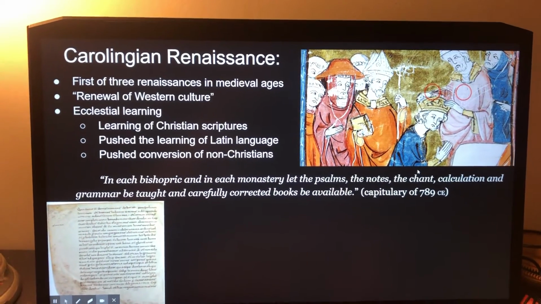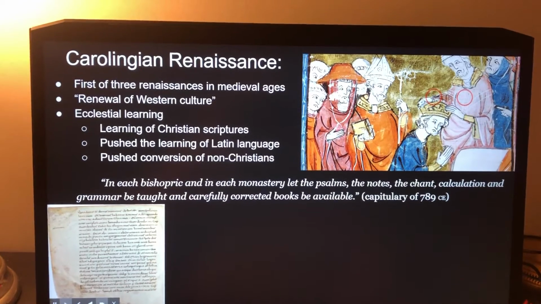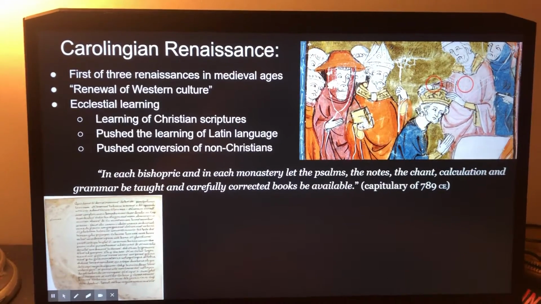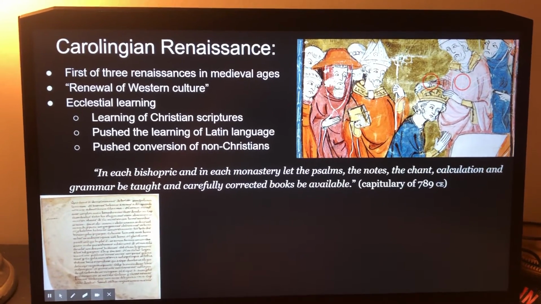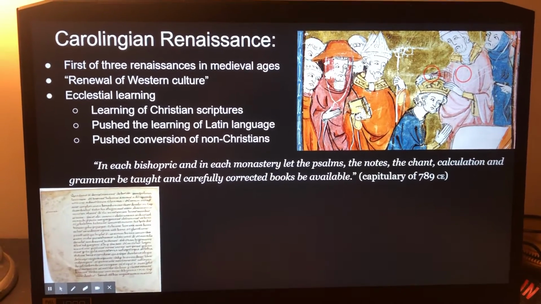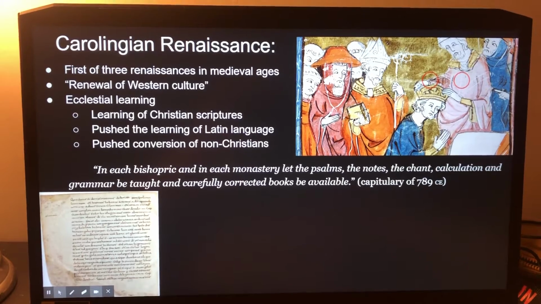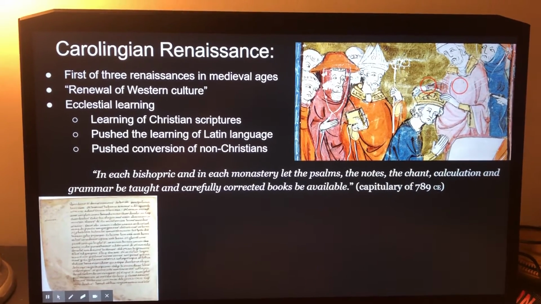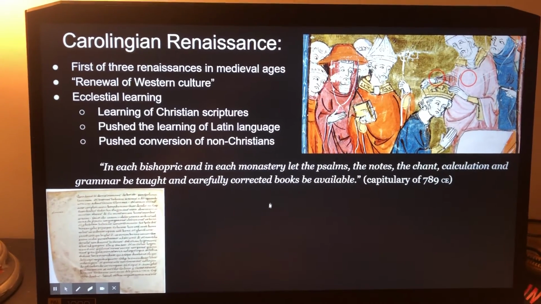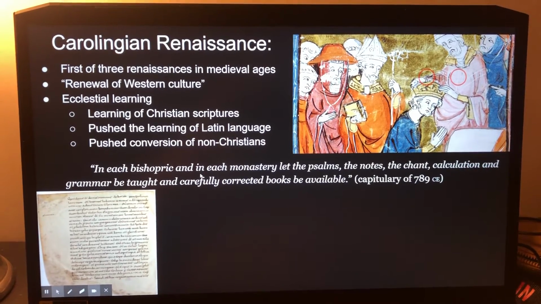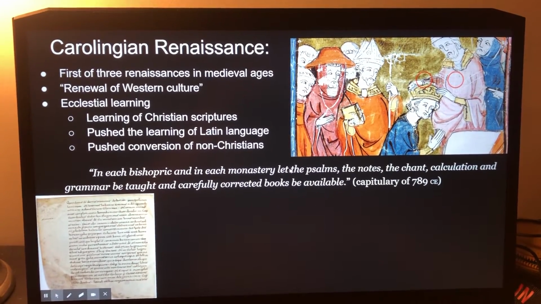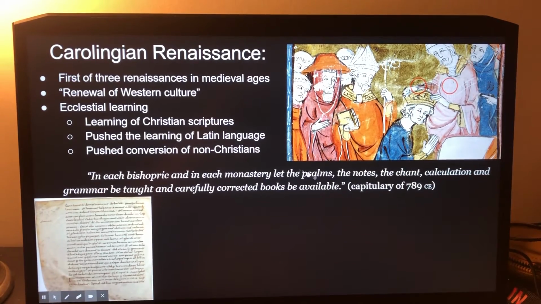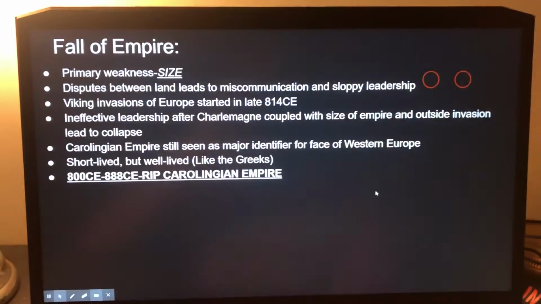Carolingian Renaissance. It was the first of the 3 Renaissances of the medieval ages, and it was the supposed renewal of Western culture. It focused a lot on ecclesial learning, which is the learning of Christianity, really in general, learning of Christian scriptures. He pushed the learning of Latin and various languages related to the Christian church, and he pushed the conversion of non-Christians as well. This is a quote by him: "In each bishopric, in each monastery, let the psalms, the notes, the chant, calculation, and grammar be taught, and carefully corrected books be available." This was in the capitulary of 789 Common Era.